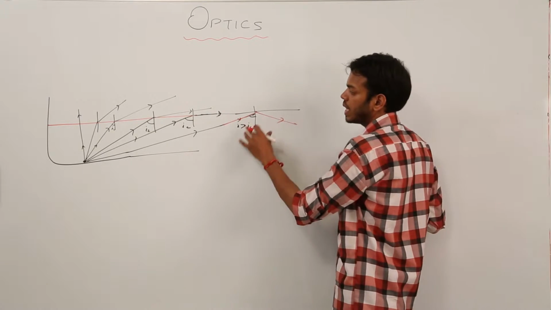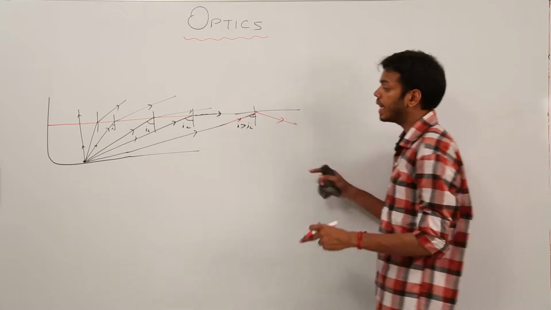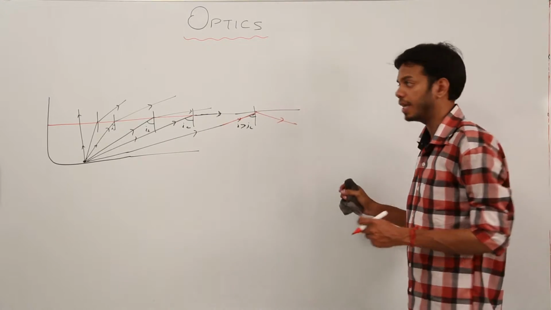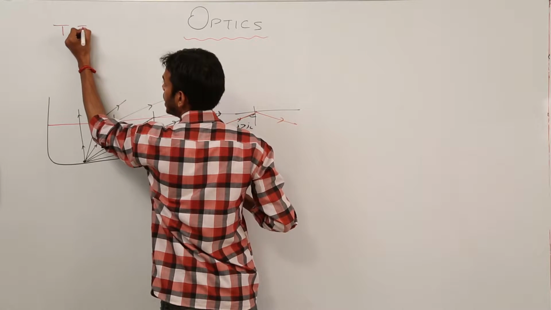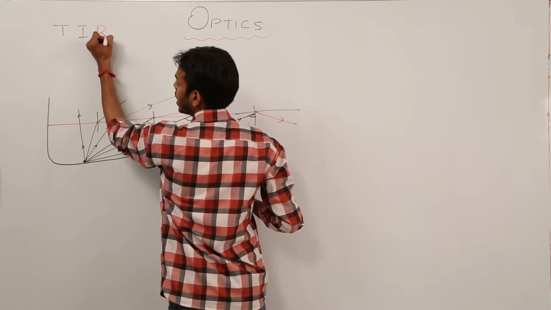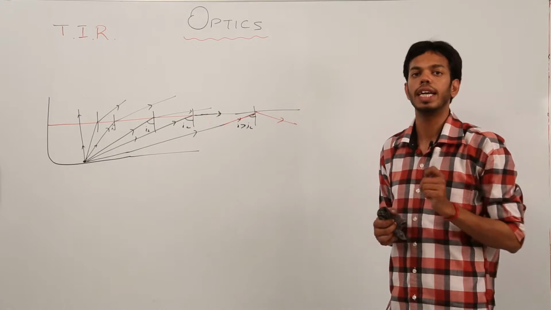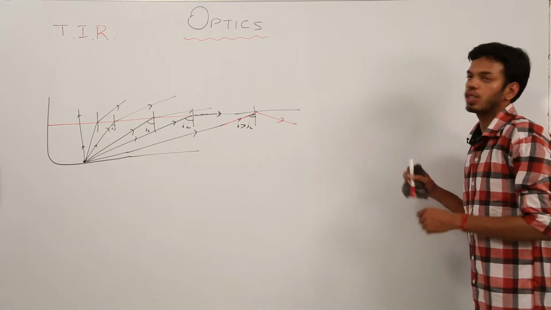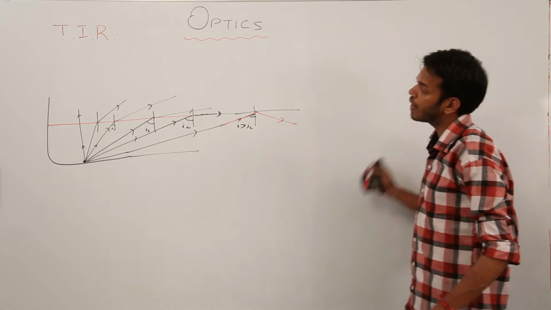This is what happens if the angle of incidence is greater than the critical angle: the ray gets reflected back in the medium, and this whole phenomenon is known as total internal reflection. Alright, so I will explain the definition of total internal reflection.